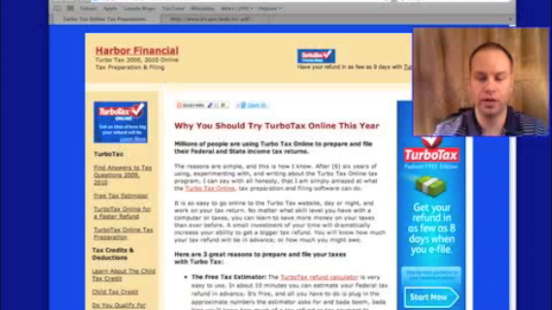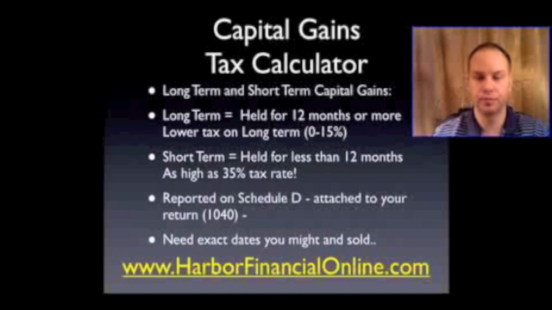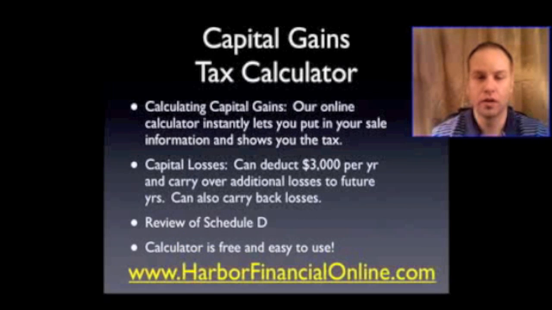Again, here's our website, harborfinancialonline.com. Calculating the capital gains. Our online calculator lets you put in the sale information and shows you exactly what the tax is going to be and what tax bracket it puts you in. So that's a good thing to know. It's going to show you a short term and long term what the tax bracket is. You can deduct $3,000 per year for capital losses, and anything more than that you can carry to future years or back years to offset any income in those years.